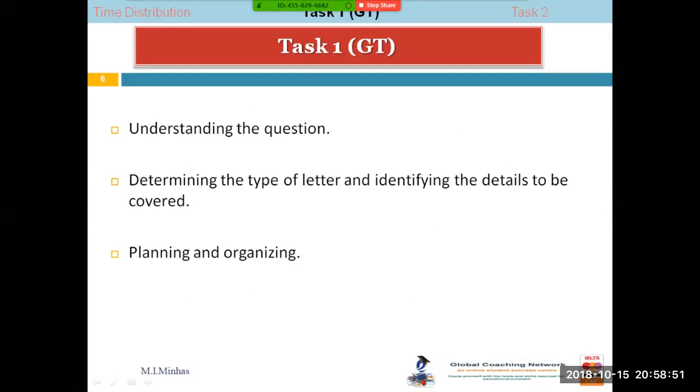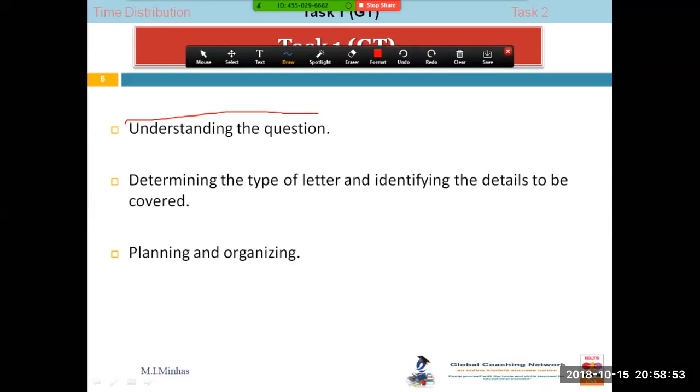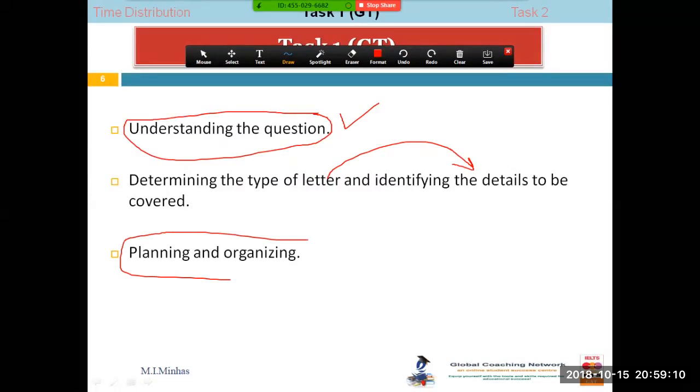Here are the details that we are going to cover today. First of all, we'll see how to understand the question. What are the important factors or points that we need to focus on? Then, based on this, we will try to understand the type of letter, and then accordingly what details we have to cover in that, and then we will cover the planning and organizing part.